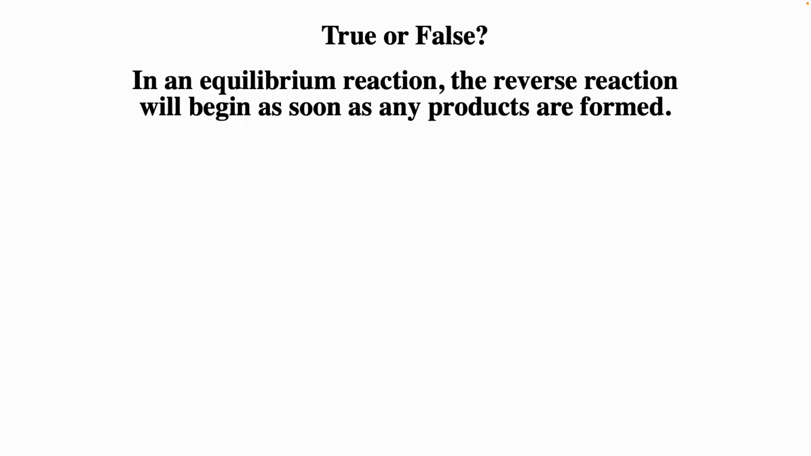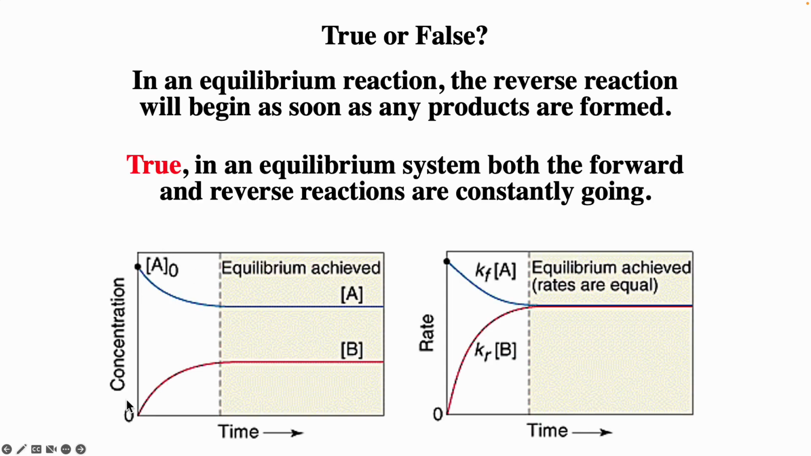True or false, in an equilibrium reaction, the reverse reaction will begin as soon as products are formed. And so that would be true. And so again, this is a simple reaction. We have A going to B. Initially, we start with all A. And so some of the A converts to B. And as soon as that happens, we have that reverse reaction occurring. And so as the reaction proceeds in this case, the forward reaction rate gets slower because you're consuming A. The reverse reaction rate gets faster because you're producing B. And then at equilibrium, the rate of the forward reaction equals the rate of the reverse reaction.